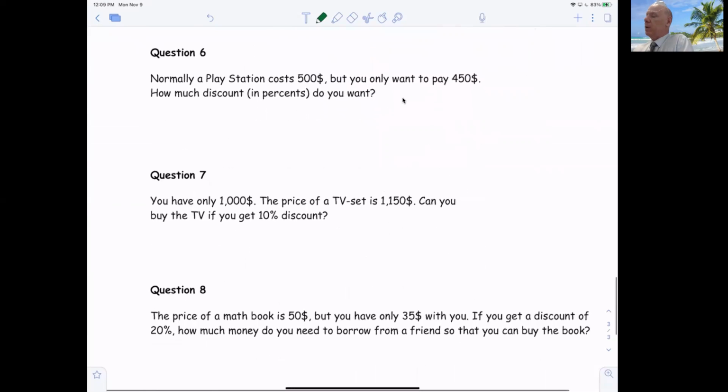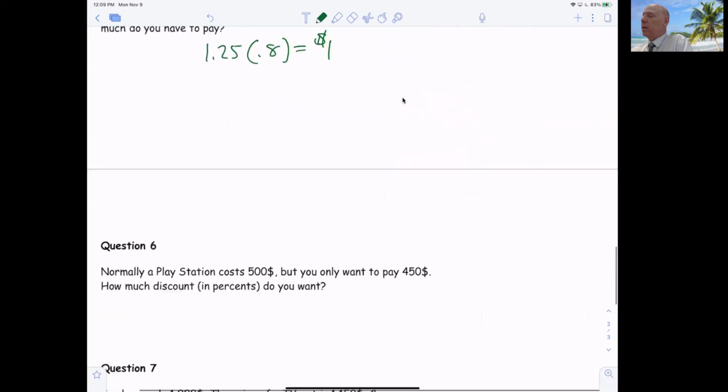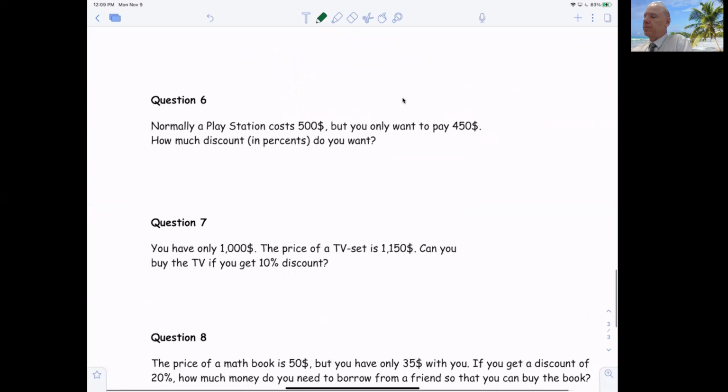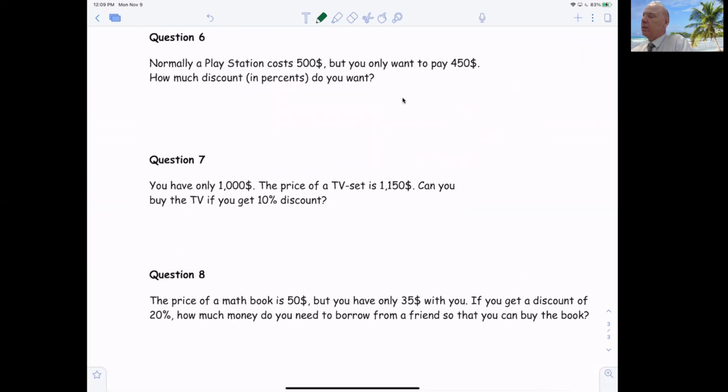Okay, KK, number 6, read it. So what is this? So you tell me, what's the discount? What discount do you need? How much money? Yeah, you need a $50 discount.